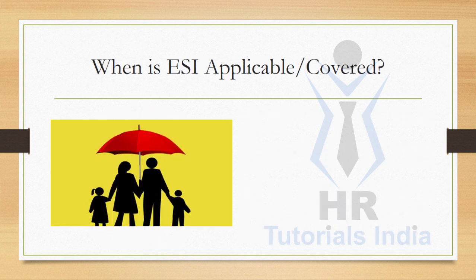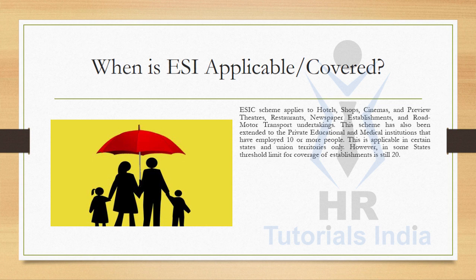When is ESI applicable or covered? ESI scheme applies to hotels, shops, cinemas and preview theatres, restaurants, newspaper establishments and road motor transport undertakings. This scheme has also been extended to private educational and medical institutions that have employed 10 or more people. This is applicable in certain states and union territories only. However, in some states, threshold limit for coverage of establishment is still 20.